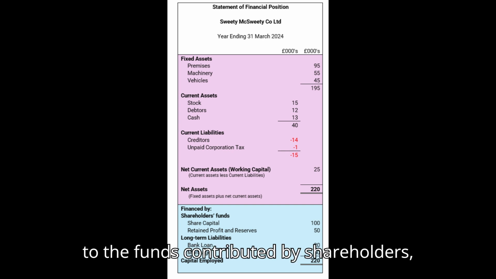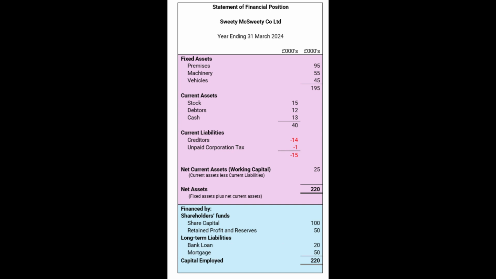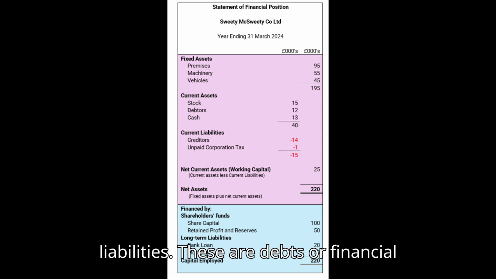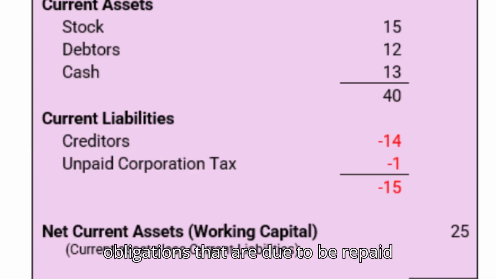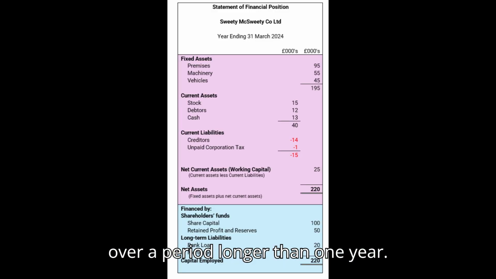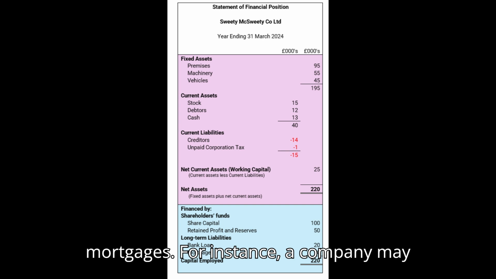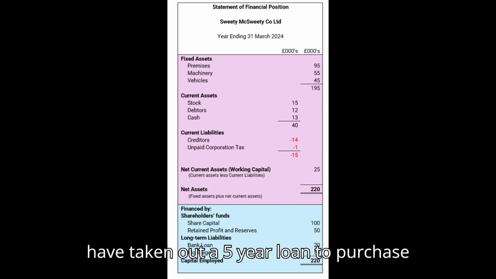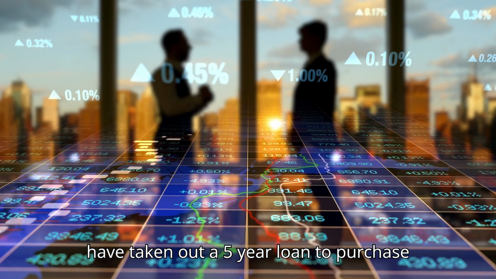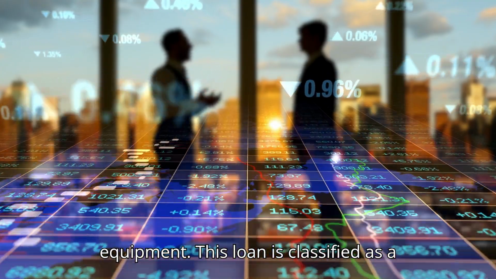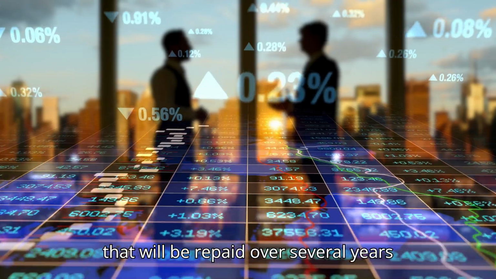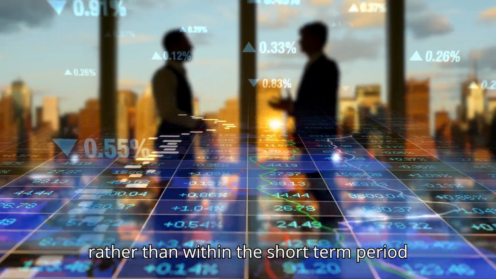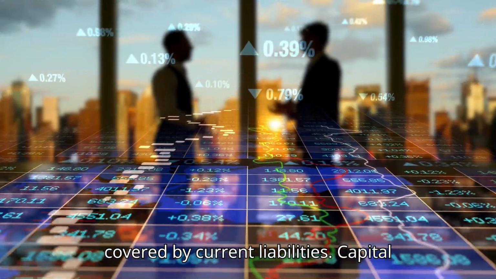In addition to the funds contributed by shareholders, a business may also have long-term liabilities. These are debts or financial obligations that are due to be repaid over a period longer than 1 year. Examples include long-term loans or mortgages. For instance, a company may have taken out a 5-year loan to purchase equipment. This loan is classified as a long-term liability and represents money that will be repaid over several years, rather than within the short-term period covered by current liabilities.